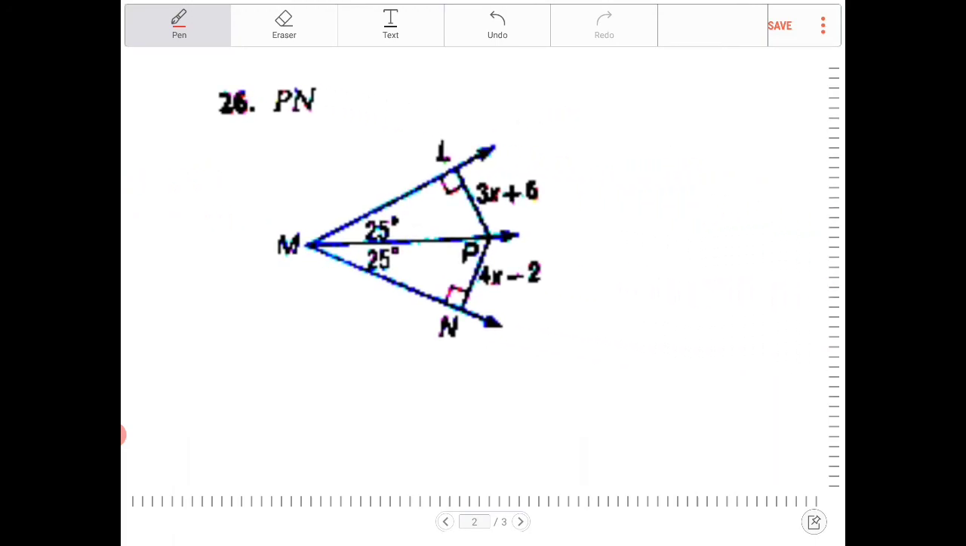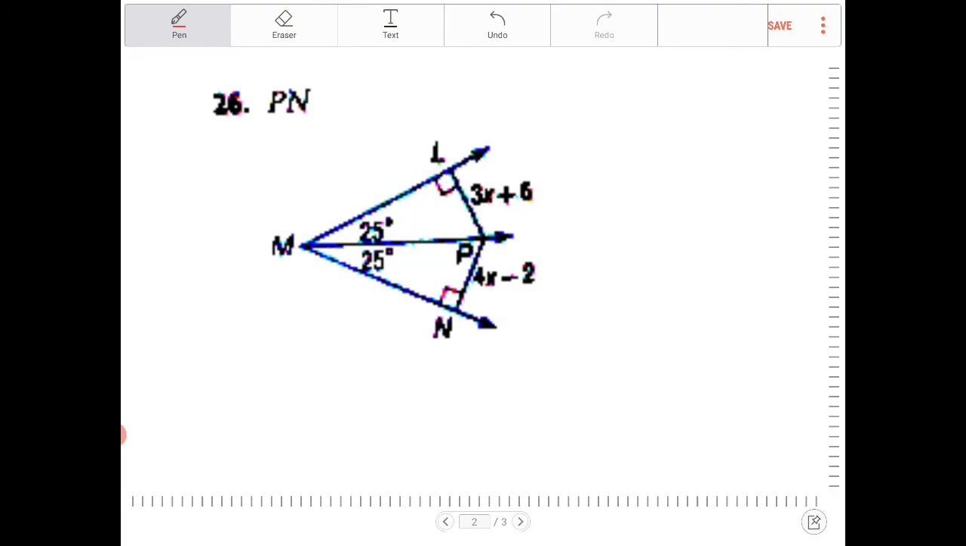26, PN. Okay, so this is again an angle bisector. So therefore LP is going to be the same thing as NP. So 3x plus 6 is equal to 4x minus 2. Subtract 3x from both sides, add 2 to both sides, x is equal to 8. So if x is equal to 8, I can then find out what NP is. NP is equal to 4 times 8 minus 2, which is equal to 30.